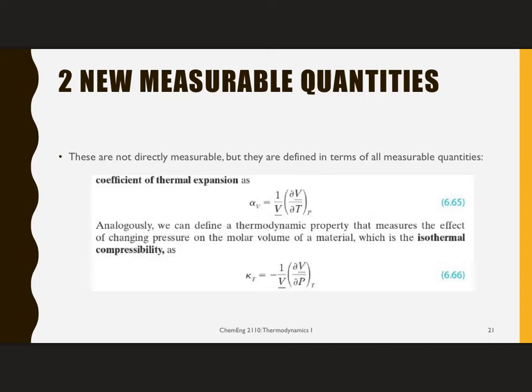So this is looking at the change in our volume property with respect to temperature. We also have the isothermal compressibility. It's quite similar, but we're looking at how volume changes with pressure. This is designated kappa sub T. It is negative 1 over V times (dV/dP) at constant temperature.